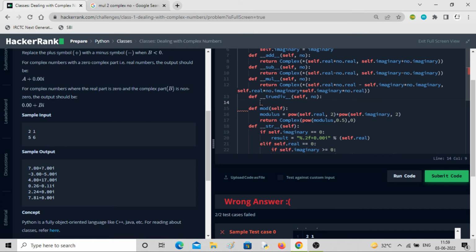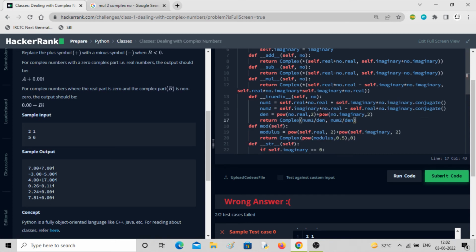So the whole expression I will write, I'm planning. So first I'll get numerator 1, right? So numerator 1 I am getting from self real, which is here. Let me write it and then I'll explain. Okay, so yeah, I think I finished.